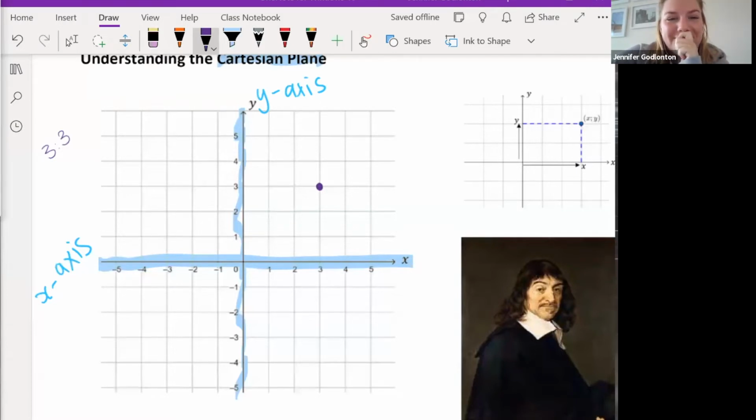Oh, okay. Sorry, I lost you there for a second. Can I get you back? There we are. 3 divided by 3? Oh, I see, something super close.